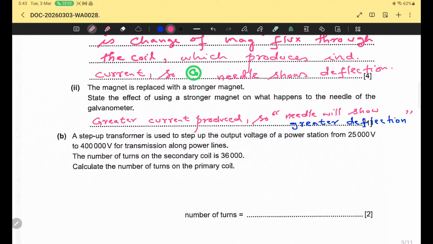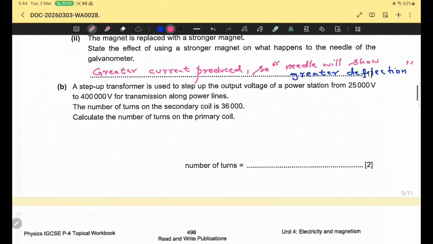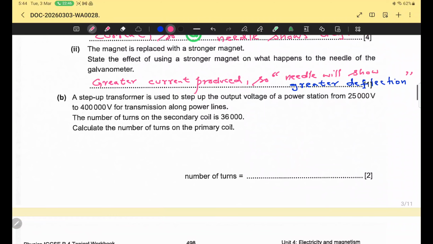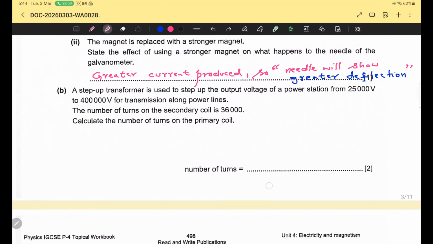If the magnet is weak, if the magnet movement is slow, then current is small. If the magnet is strong, if the magnet is moving fast, then greater current is produced. When greater current is produced, then the needle will show greater deflection. So this question is completed. And now the next question is not about this topic. This is about transformer, and I think we will study transformer tomorrow. So I am ignoring this question.